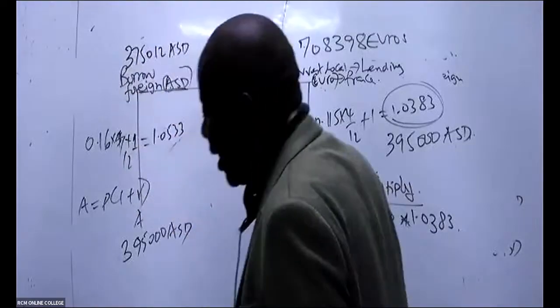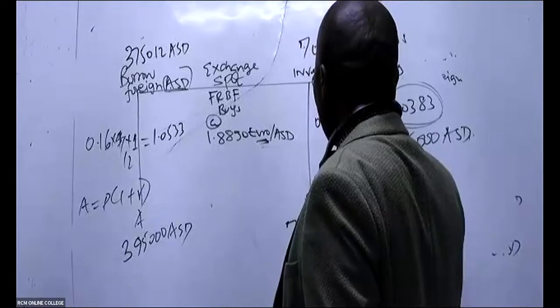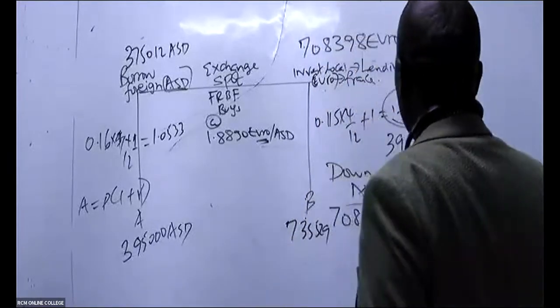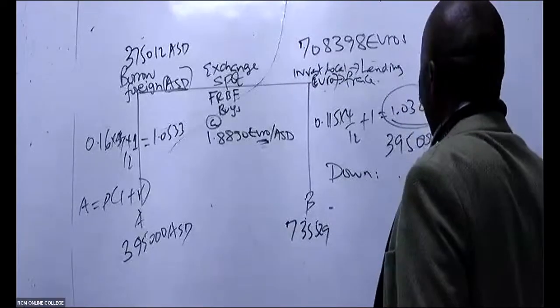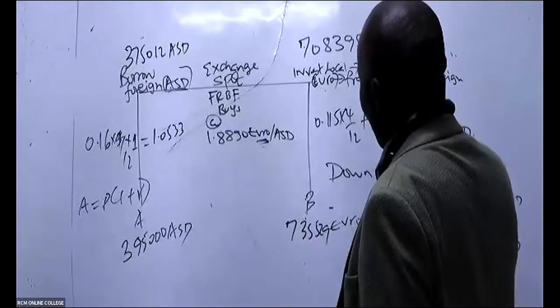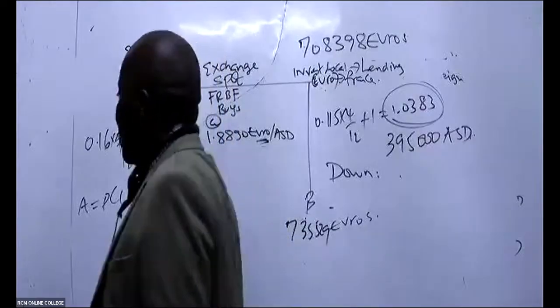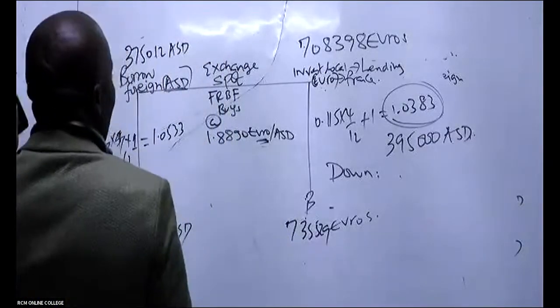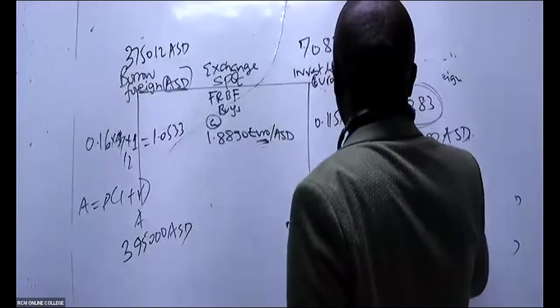735,529. Cecilia, confirm this figure. Yeah, 735,529. And remember that if you miss writing the currency down, you lose a mark. So once you reach there, go ahead and give a summary for these 4 months.